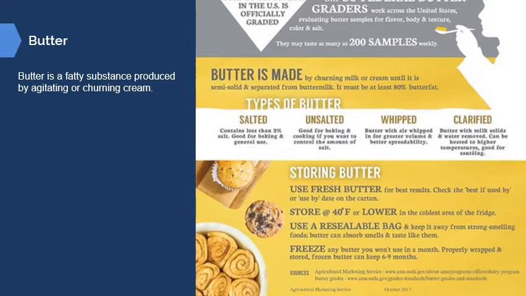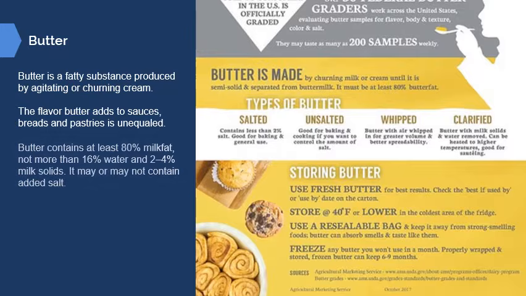Whipped butter is good for spreading and gives a little more volume, and clarified butter actually makes the butter resistant to higher heat, so you can use it for sautéing. The flavor butter adds to a sauce or breads or pastries is unequaled. Butter contains at least 80% milk fat, not more than 16% water, and 2 to 4% milk solids. It may or may not contain added salt.